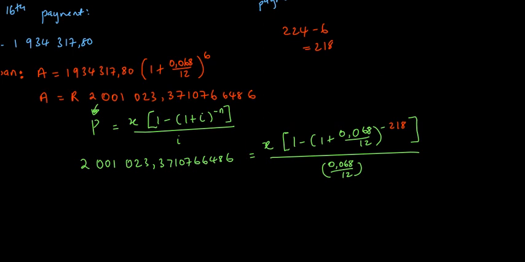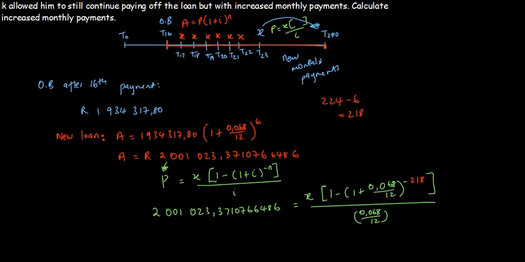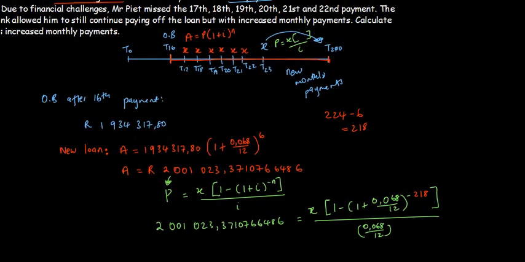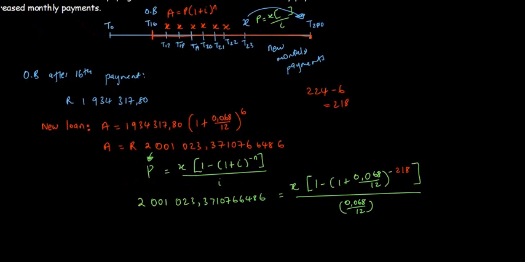I know from here you can solve for x. That one I trust you with. My only worry was for you to know the procedure. So the procedure is that on the missed ones, you're going to increase the loan according to the missed payments. Then you're going to say the payments that were left after the 16th payment, you're going to minus these missed ones. Then you get the n to get the increased monthly payments there. Is that clear?